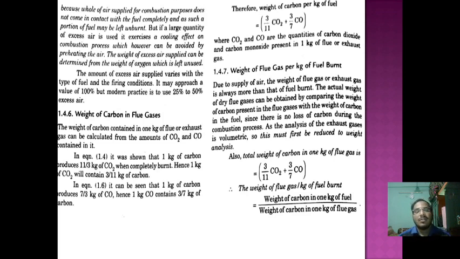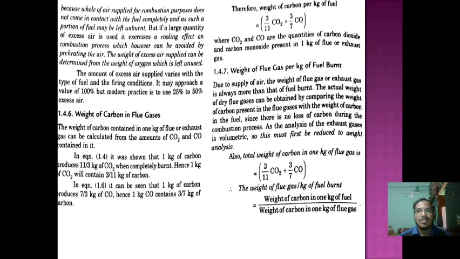Here we are using it as per our air-fuel mixture requirement. In that cylinder we are using only 25% to 50%. Now, the weight of carbon in fuel gas. We already discussed the fuel gases, solid, liquid and gas, in the last unit. Here we are discussing how much weight of carbon there is in terms of fuel gas.